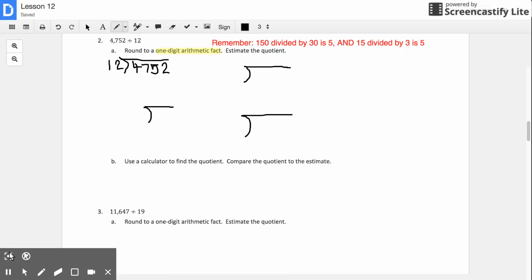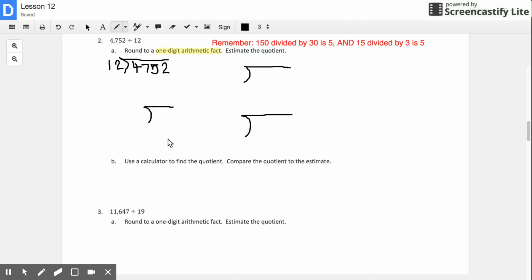Okay, I forgot to emphasize in the last example, or exercise, that we're rounding to a one-digit arithmetic fact, which is why we ended up in the last problem getting down to 3 divided by 1, where there was a 3 in the house and a 1 outside, and that helps us to estimate the quotient. And then we're going to take a calculator to find the exact answer, comparing our quotient to the estimate. And actually, we're looking for a pattern. And I'll talk about that in the next couple problems.